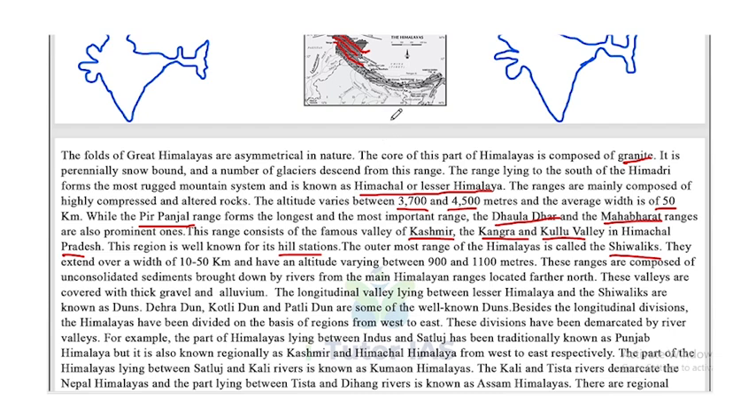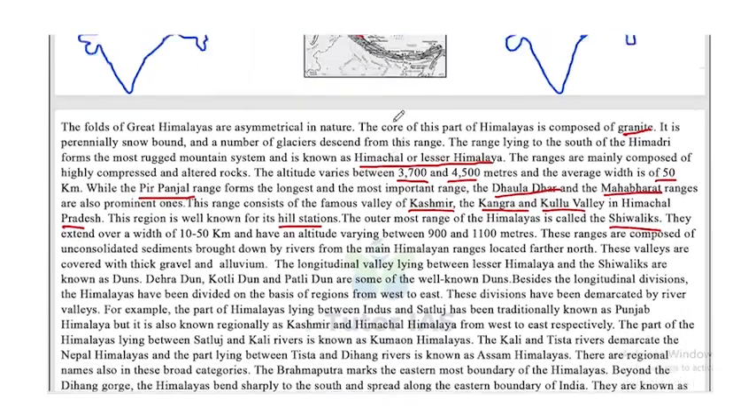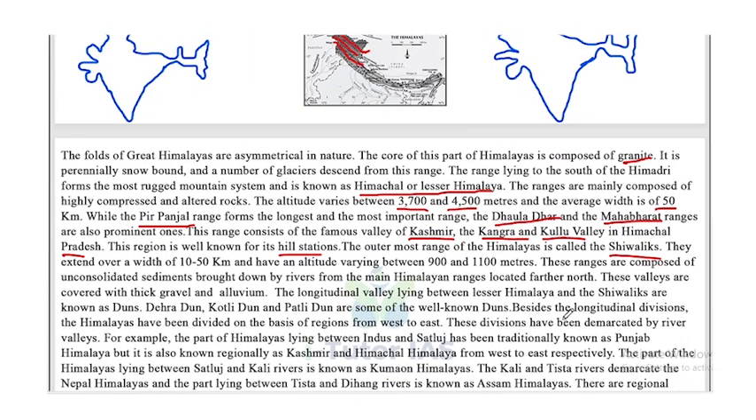So we already discussed the Himachal. First one is Himadri, second one is Himachal, and the final one is Shivalik. Okay, that is the southernmost part or the outermost range. They extend over a width of 10 to 50 km and have an altitude varying between 900 and 1100 meters. These ranges are composed of unconsolidated sediments brought down by rivers from the main Himalayan ranges located further north.